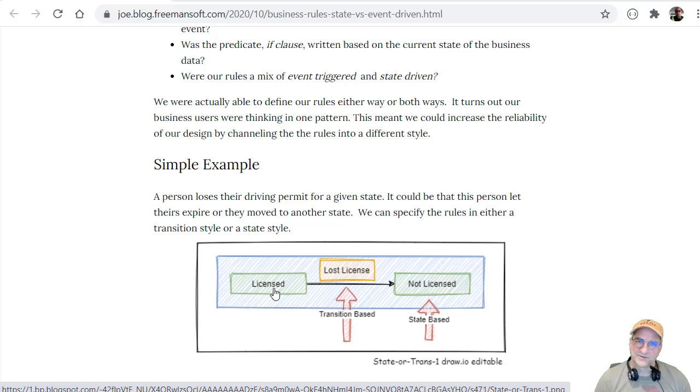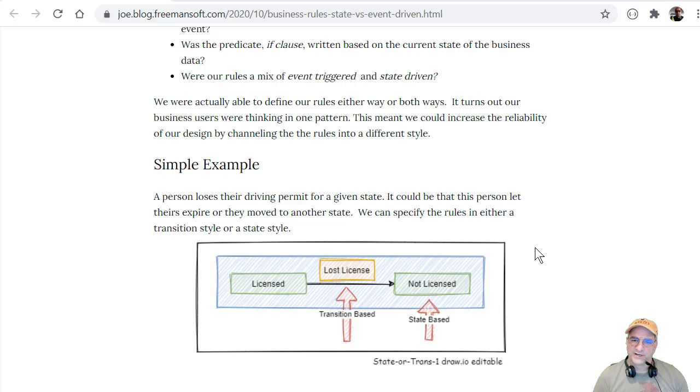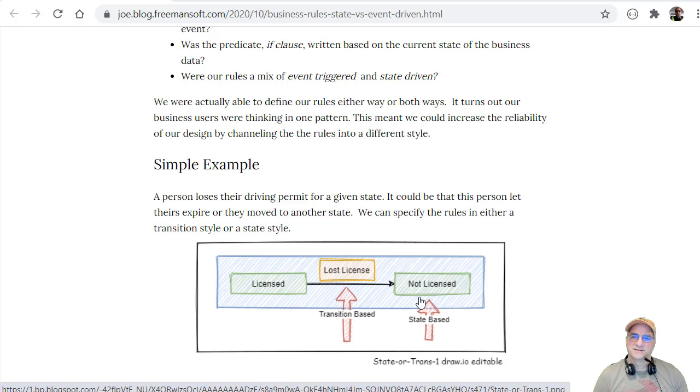So I have a driver's license and I move out of state, which means I get another license in another state and I lose the license in the state I'm in. So let's pretend I'm a state and I issue driver's licenses and I have a rule. The rule could be, if you lose your license, this needs to occur. A different rule could be for a person that was licensed: if I no longer have a license, something needs to occur. Both of these have advantages and disadvantages.